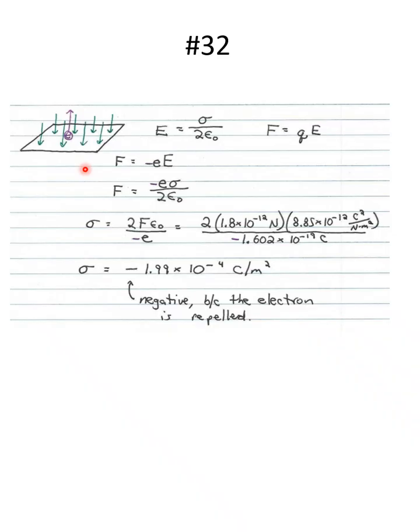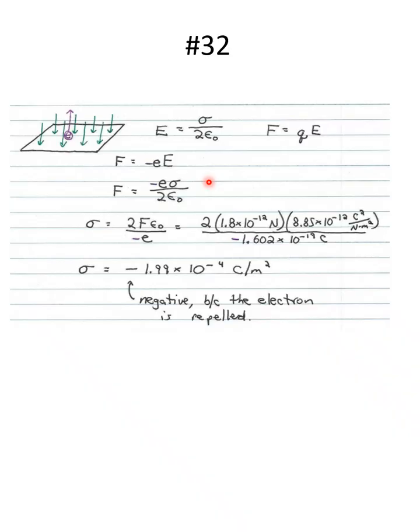And what we learned in this chapter, for a large flat sheet, it was actually an example where we did an infinitely large sheet, the electric field is sigma, which is the surface charge density, divided by 2 epsilon naught. We're also going to need the relationship that the force on a charge is the charge times the electric field. So let's apply that equation, force equals charge times electric field. So we have negative of the elementary charge, that's the electron, times the electric field. And now I'm going to replace the electric field with sigma over 2 epsilon naught. So the force is negative e sigma over 2 epsilon naught.